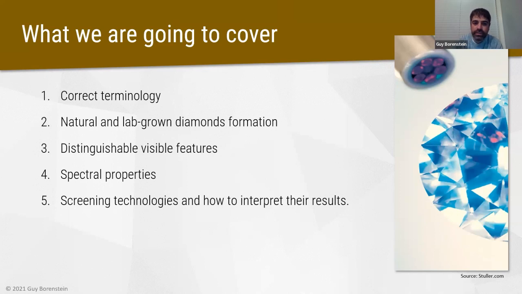Then we will look at some visible features of both natural and lab-grown diamonds, and those that can be distinguishable, that will help us to identify the origin. There are not a lot of these, but there are some that could be very useful. And from there, we will go more to the deep science, the spectral properties, things that are unique for naturals, and things that are unique for any type of lab-grown, and the screening technologies that are based on these properties, and how we can use them to interpret the results and identify the diamonds.